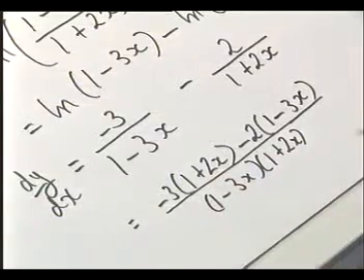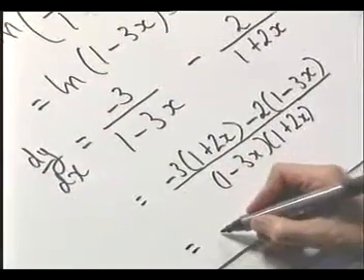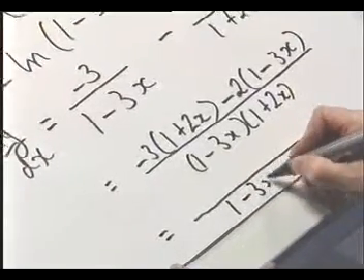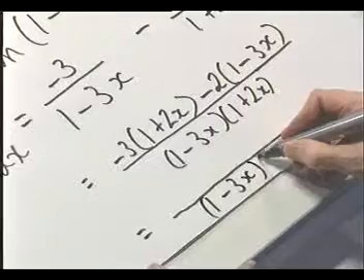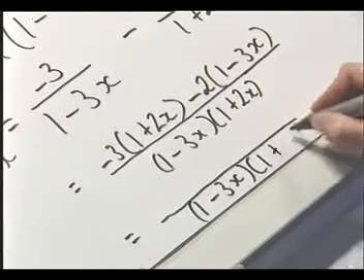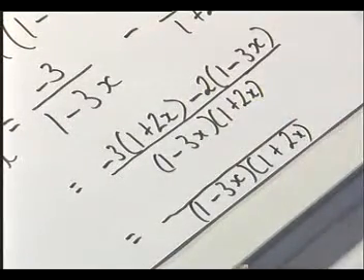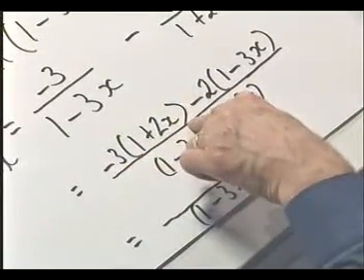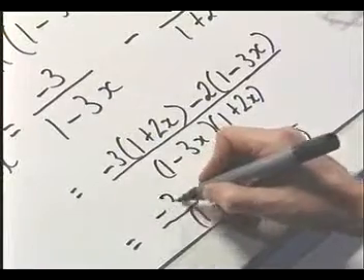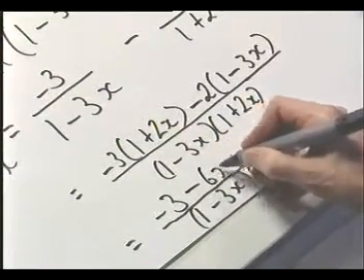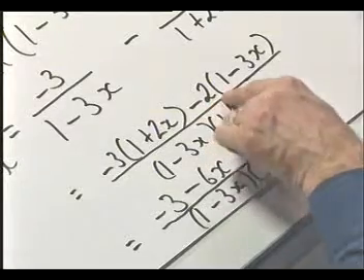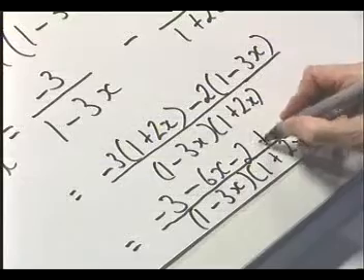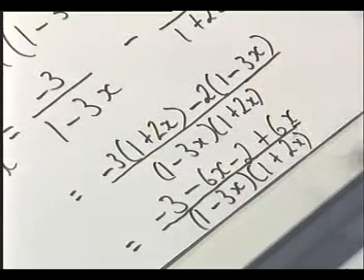Now we need to simplify this, so we can keep the denominator as it is, 1 minus 3x times by 1 plus 2x. And let's multiply out this bracket. Minus 3 times everything inside the bracket. So it's minus 3 minus 6x. And then minus 2 times everything inside the bracket. So that's minus 2 plus 6x.